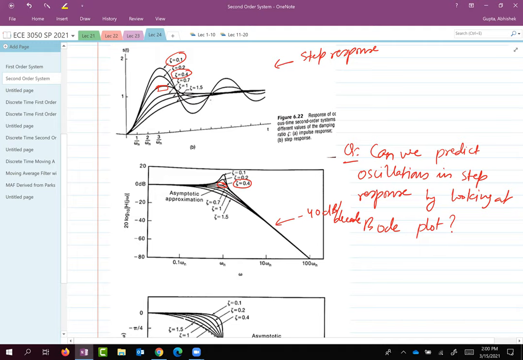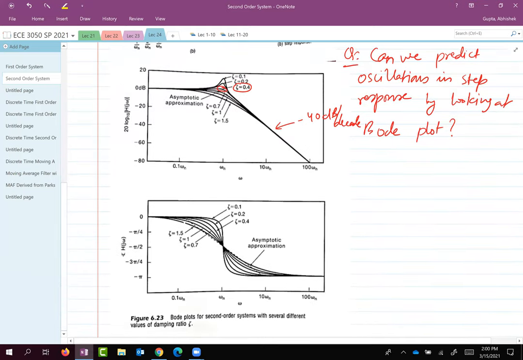Now, what about the natural frequency? How much time does it take for one entire oscillation? So let's see. This is my one line, and starting from here to here is one particular full cycle of oscillation. And it turns out that this oscillation is proportional to omega n. So how do we get information about what value of omega n is for this particular system? Now again, look at the Bode plot. Can someone point out what happens at omega n? Can we infer the value of omega n by looking at the Bode plot?